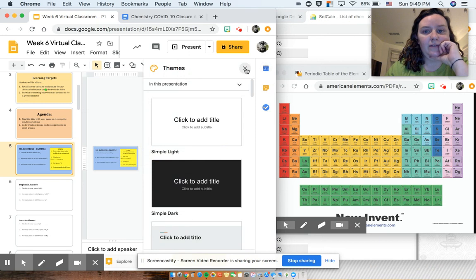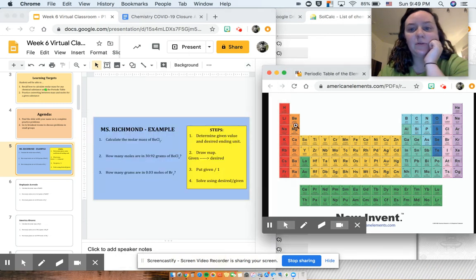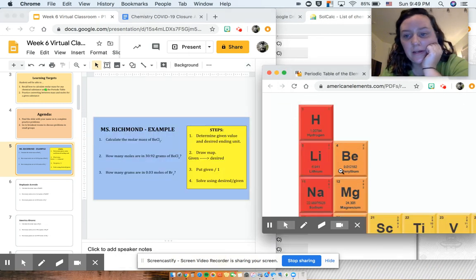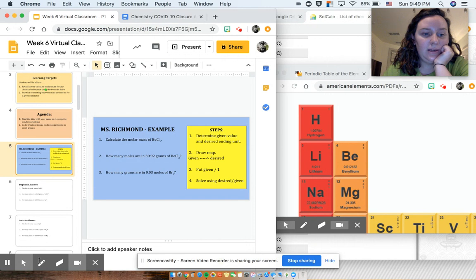So I now have the periodic table pulled up, so I'm going to find Be. The molar mass for that, rounded, is 9. It's this number here. So I have Be is 9. I might just type it. It's probably going to be easier for this one.